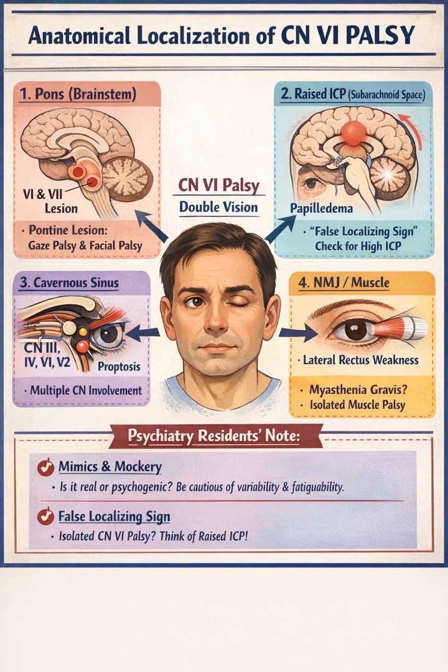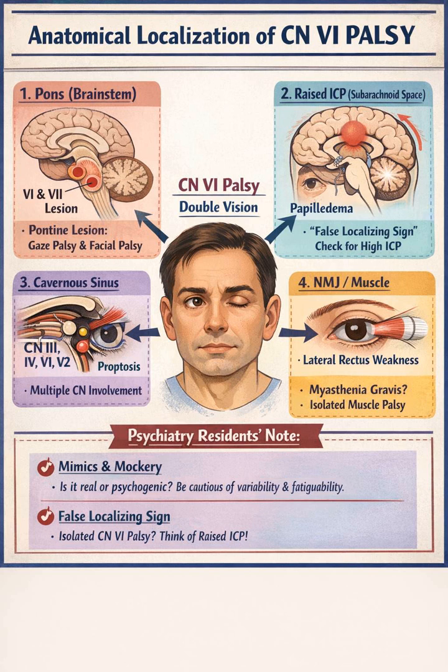The concept of anatomical localization is central to clinical neurology. When you encounter a cranial nerve deficit, the goal is not just to identify which nerve is involved, but to determine where along its pathway the lesion is located. This is done by carefully analyzing associated neurological signs.